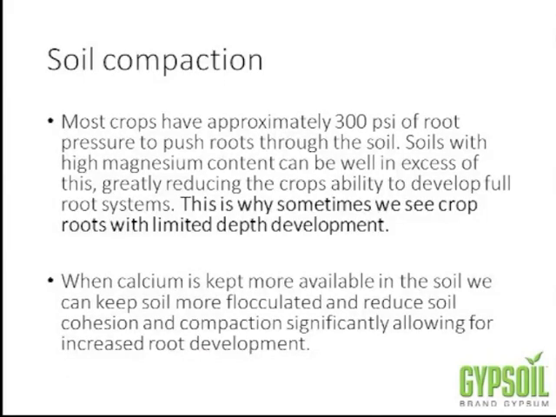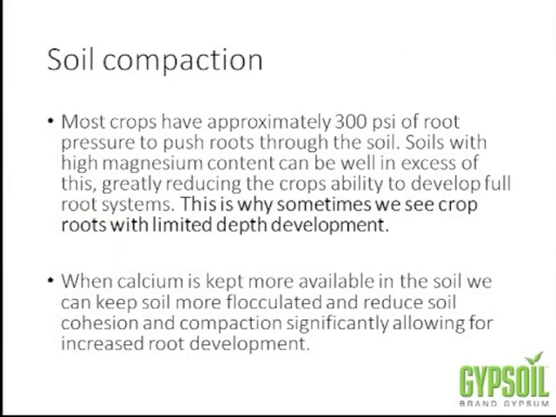One of the things that I a lot of times talk about is compaction, and how most crops that we grow in the United States have a rooting pressure of approximately 300 pounds per square inch. Sometimes soils with really high magnesium contents, where we get those tighter soils, can be well in excess of that. With the penetrometer, sometimes you'll see that gauge go clear up into the 400 or 500 range. So when we've got more pressure in our soil than our crops can push through, we obviously are going to see very limited root depth.